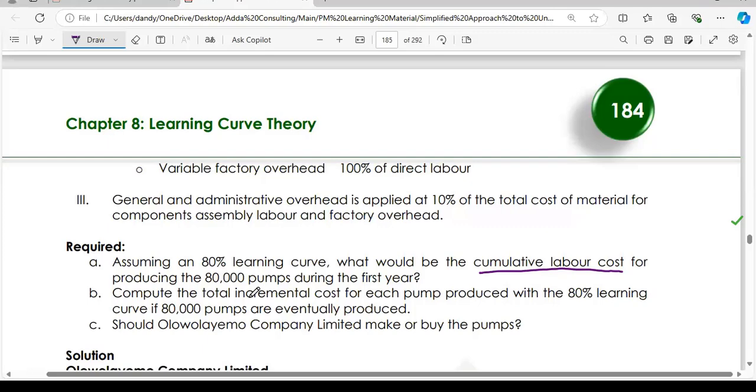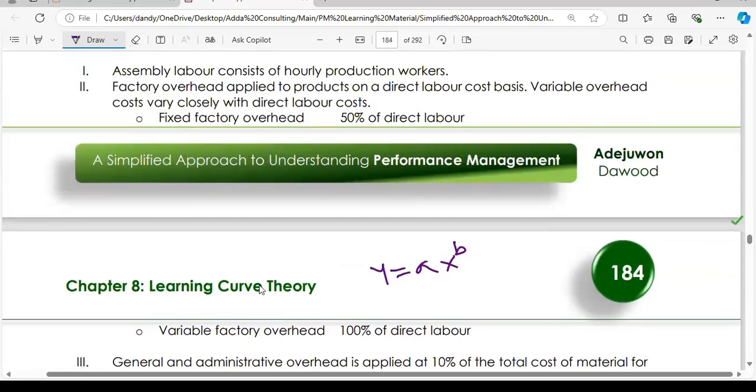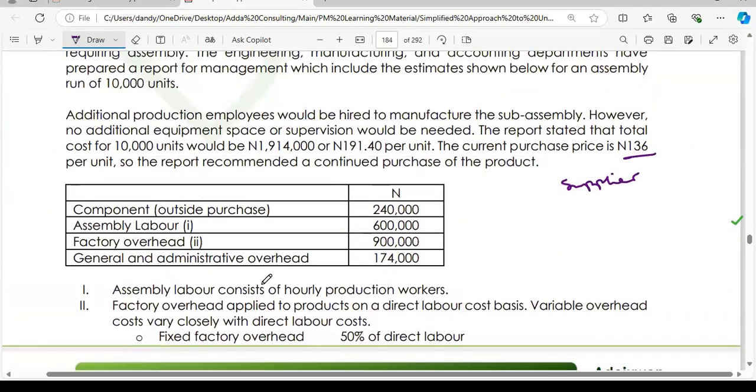Of course, like I said, you can use the algebraic method for anything without wasting time. Here I'm not doubling anything. All I need to do is go ahead and compute my cumulative labor cost. How am I going to do it? Just use the formula y equals ax raised to power b, and I will get my answer. But there is a challenge here, because as you know, y equals ax^b, where a is the average cost incurred to produce the first batch. How do I determine where the first batch is given in the question?